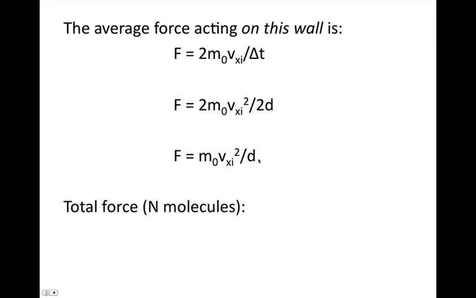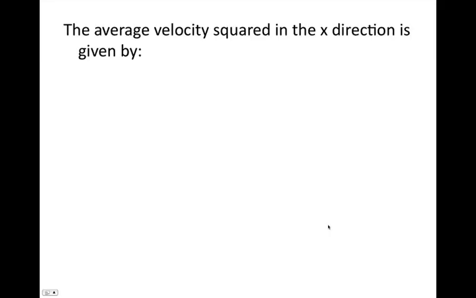Now m0 and d is the same for all molecules, so that's a common factor. So we can pull the m0 and the d out the front. We then need to add up the velocity squared of each of these particles in the x direction. So the average velocity squared in the x direction is given by: to take the average of anything, we just need to sum up all the values and then divide by the total number of particles or the number of values we're adding. So this is the expression for the average velocity squared in the x direction. The line over the top means average.